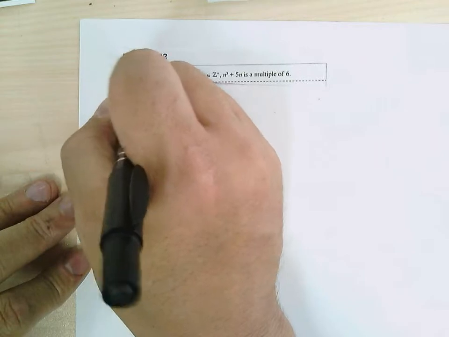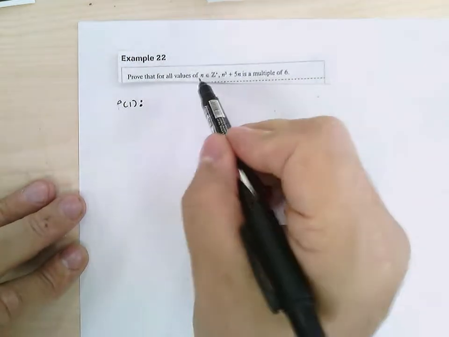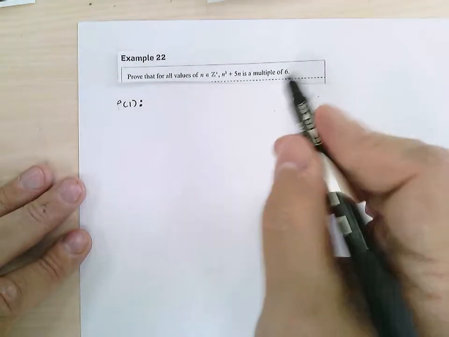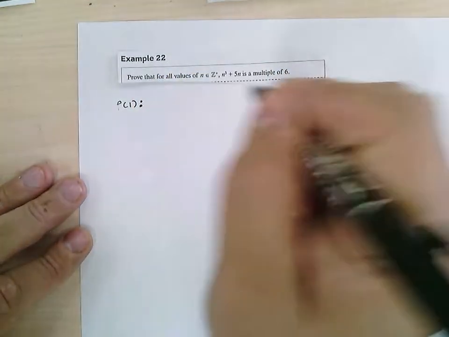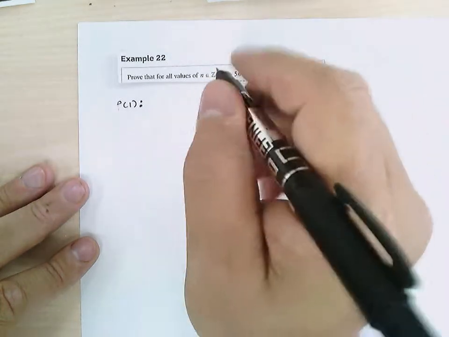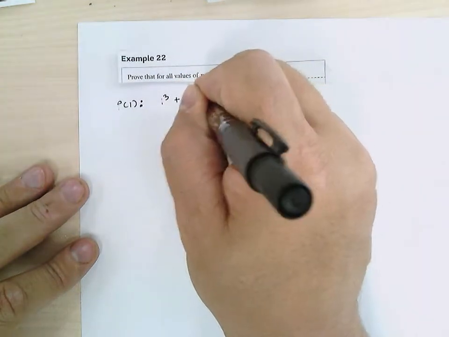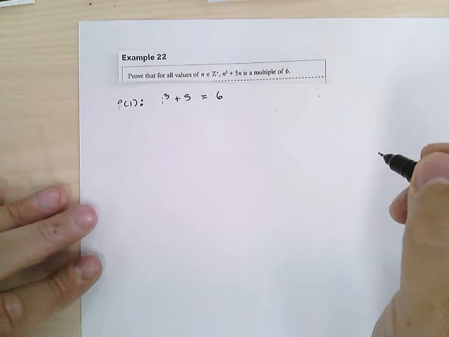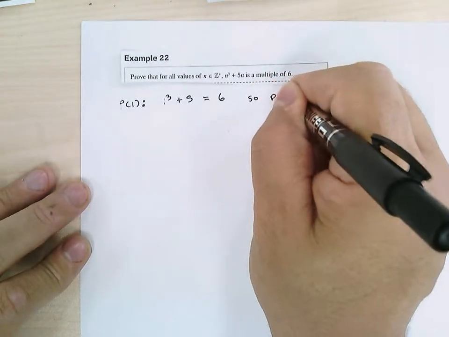So the first step, P of 1, we want to check that since we're in the positive integers, we know that 0 is not a positive number, so we're not starting at 0. We've got to plug our value in and see if it's a multiple of 6. So I'll go 1 cubed plus 5, right? 1 cubed is 1, that is 6, and 6 is obviously a multiple of 6. So I can say P of 1 is true.